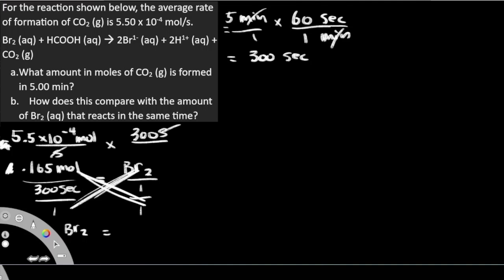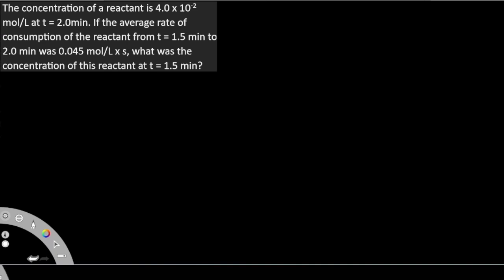So we have this 0.165 moles per 300 seconds, and you need to multiply by this 1 over here. Obviously that's going to be the same. So technically what we have for the BR2 is this, the same thing, 0.165 moles per 300 seconds. So this here would be the answer.